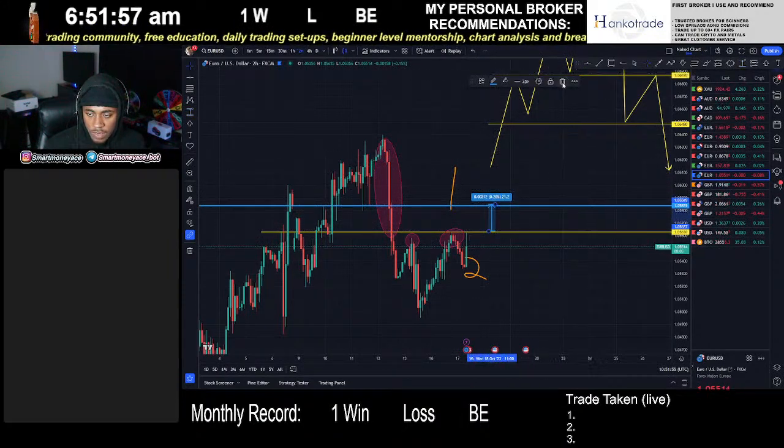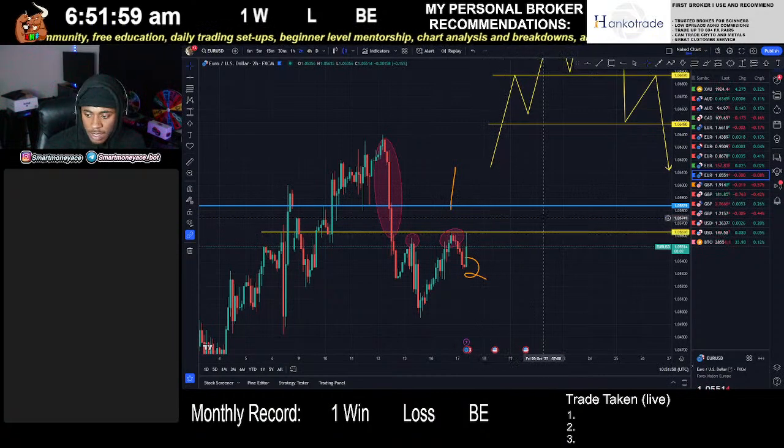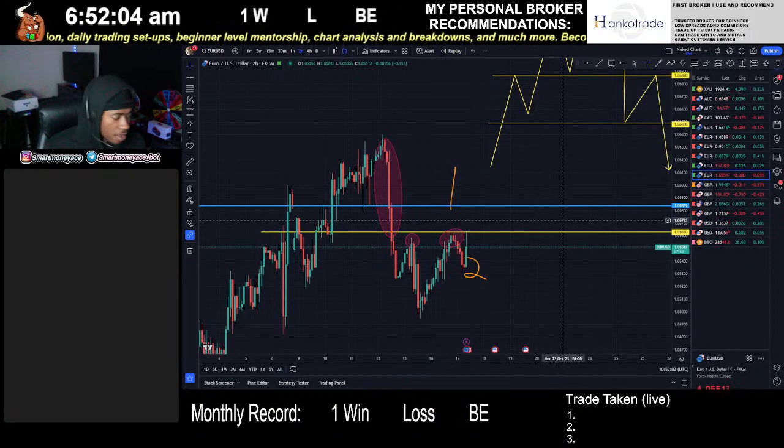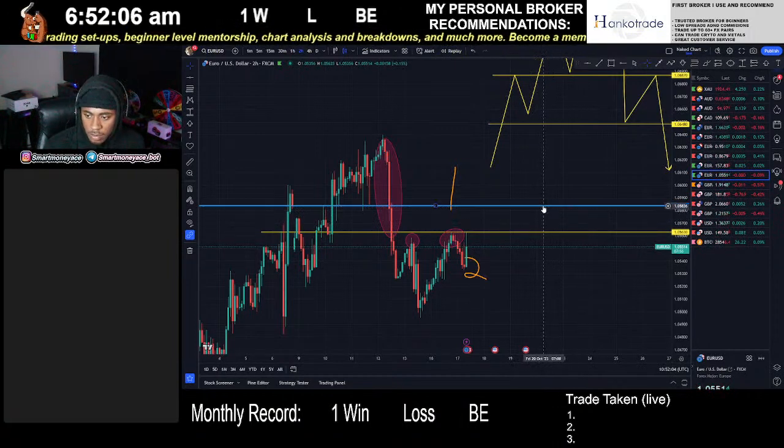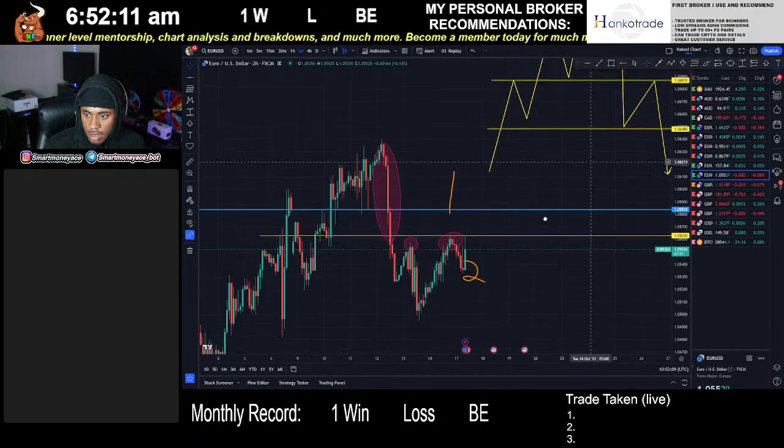So this would be a nice 20 pip move, which is fine. We caught 20 pips yesterday. So I'm definitely going to eye this one as well. And we're going to come back to it in the next 30 minutes or so. Let me go ahead and just delete all this too.